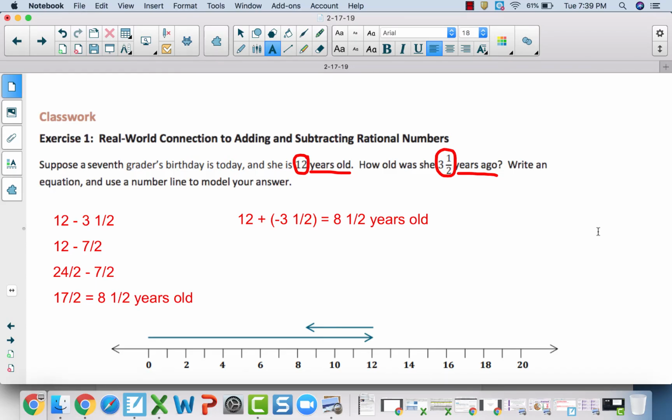Hopefully for exercise 1, you got 8.5 years old. On the left here, I just set it up as 12 minus 3.5. And to the right here, I set it up as 12 plus negative 3.5, because subtracting is the same as adding a negative. Down here, you can see the number line. I started at 0, went to 12, and then I took away that 3.5, and I ended up at 8.5 years old. So hopefully that's what you got here for exercise number 1.